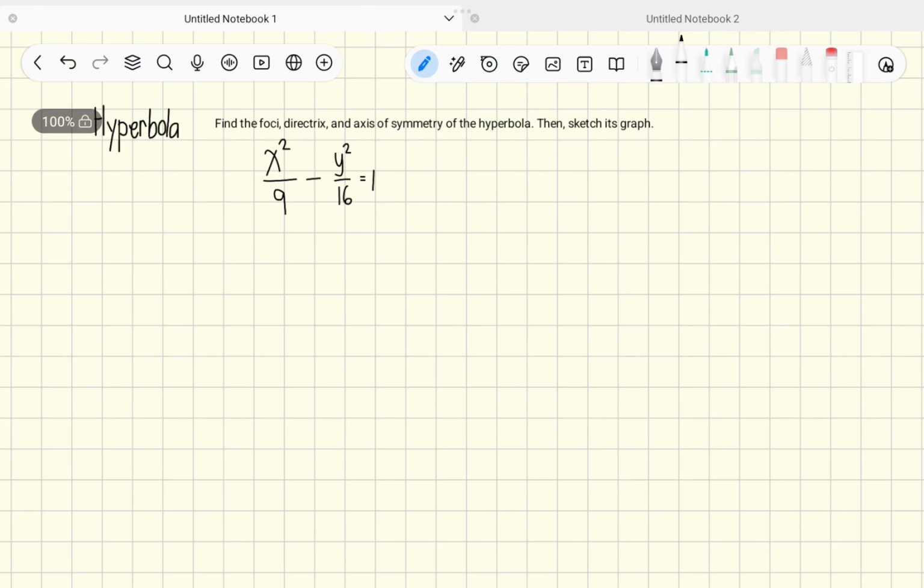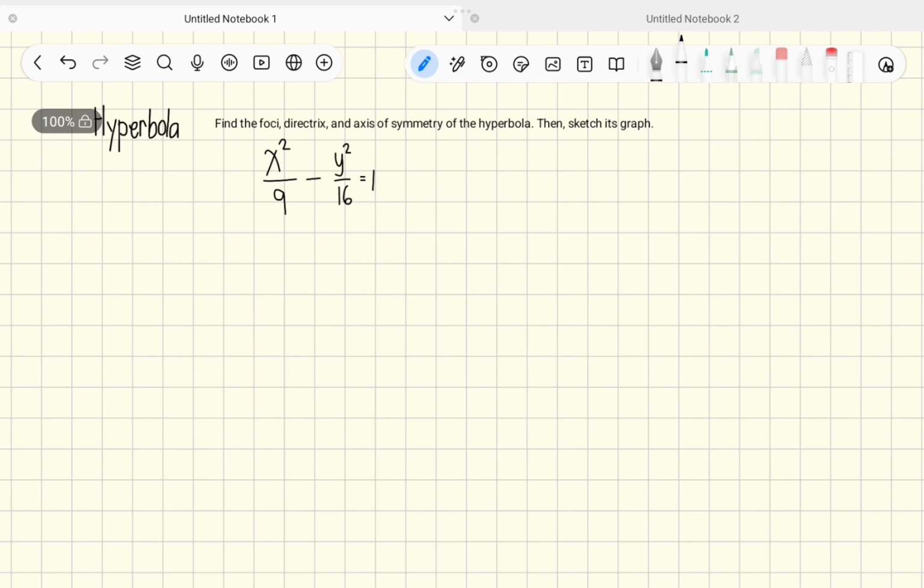Suppose we are to find the foci, the directrix, and the axis of symmetry of the hyperbola. We're given this equation, x squared over 9 minus y squared over 16 equals 1. And then we're to sketch the graph. Unlike the ellipse where a is always greater than b, for the hyperbola, it will vary, or it will depend. Okay, so a here is always positive.